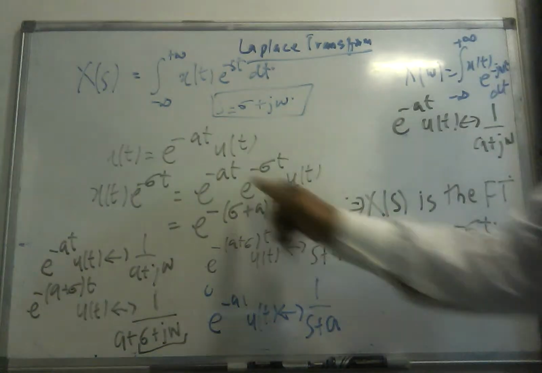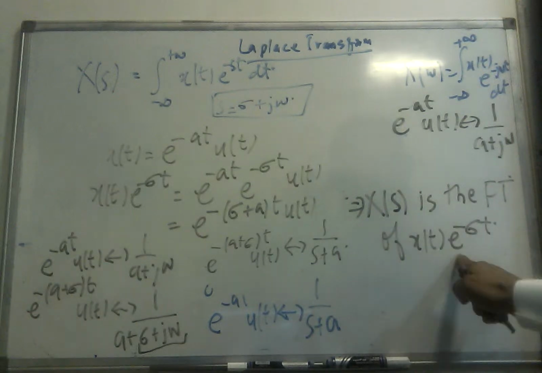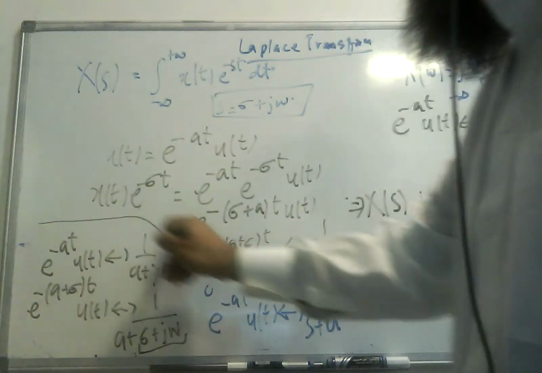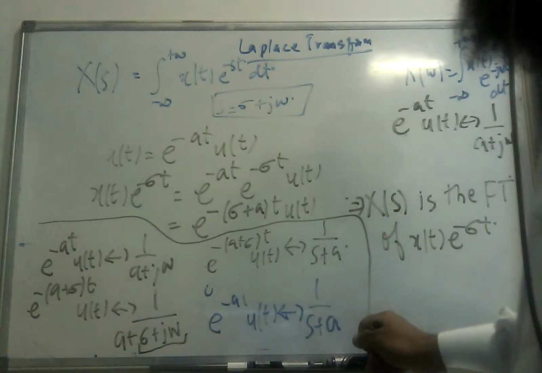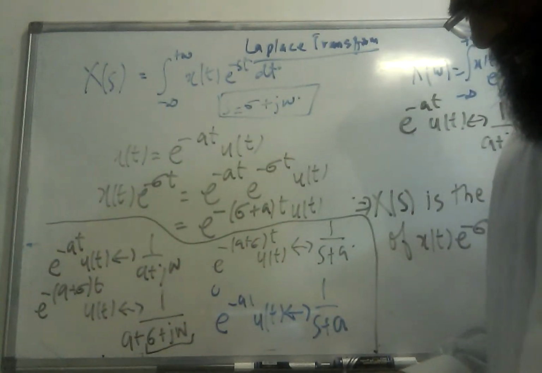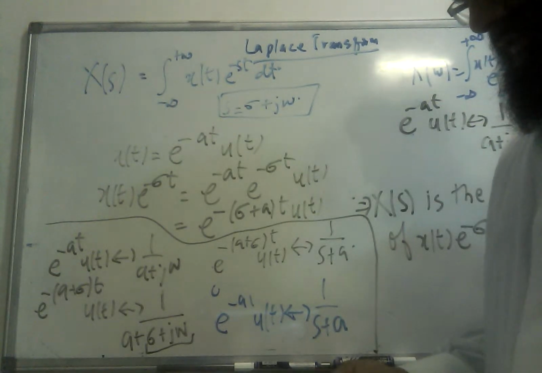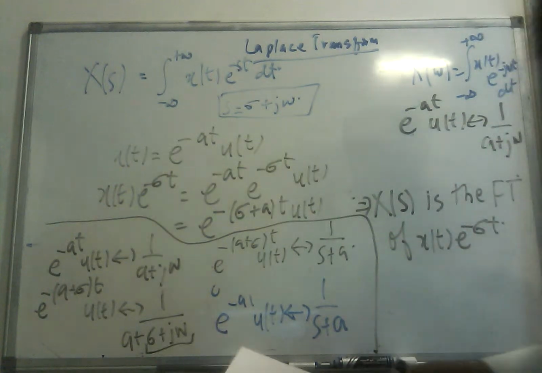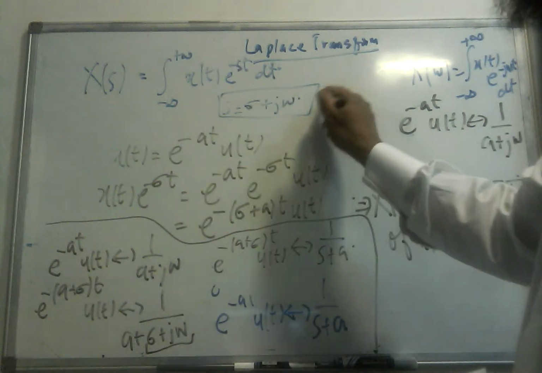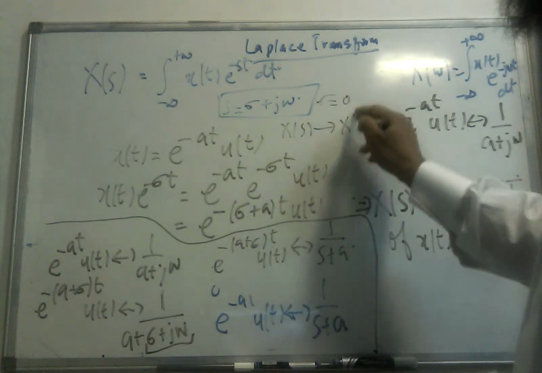Which is exactly what we said before, that the Laplace transform X of s is the Fourier transform of x of t e raised to the minus sigma t. So this is how the two transforms are related to each other. If we know the Fourier transform, we can find the Laplace transform. If we know the Laplace, we can find the Fourier by just making sigma equal to 0. So if we make sigma equal to 0, X of s becomes X of omega.